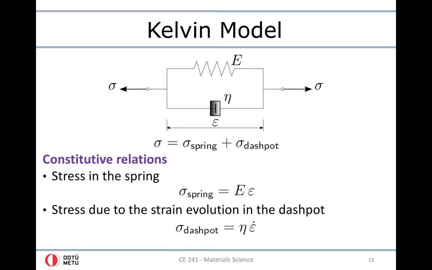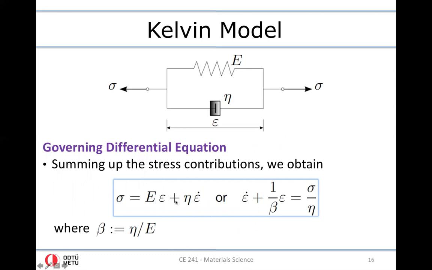So when you sum these stress expressions up for the total stress, you obtain total stress as E times epsilon plus eta times epsilon dot, where the first term is the stress contribution coming from the upper elastic spring, and the second term on the right-hand side is the contribution to the stress from the lower viscous response.